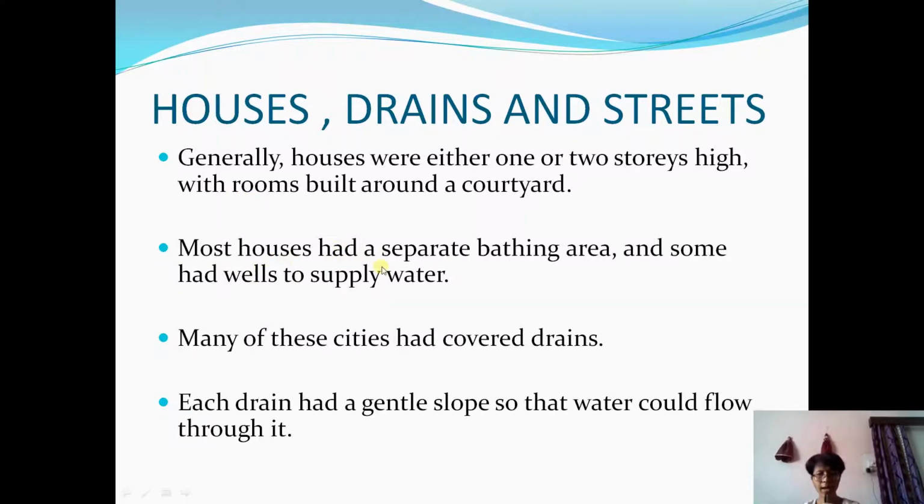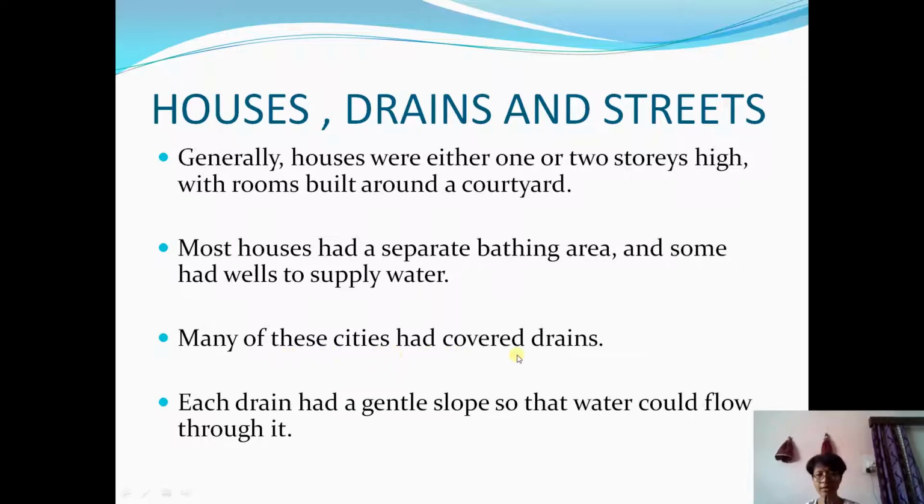Most houses had a separate bathing area and some had wells to supply water. So their bathing area was separate, not like us today, where we have the attached latrine and bathroom. Earlier it was separated from the main building, and some had wells to supply water, and they had the well separately also for water supply.